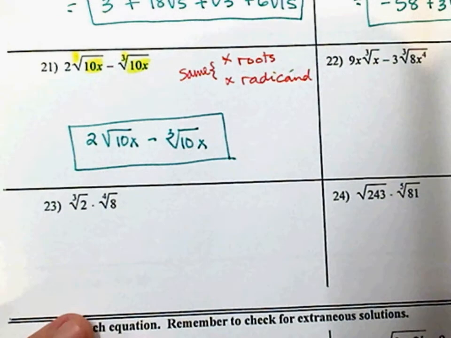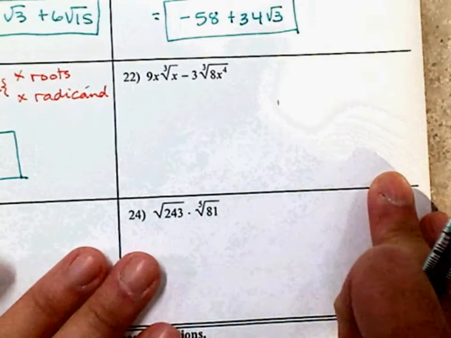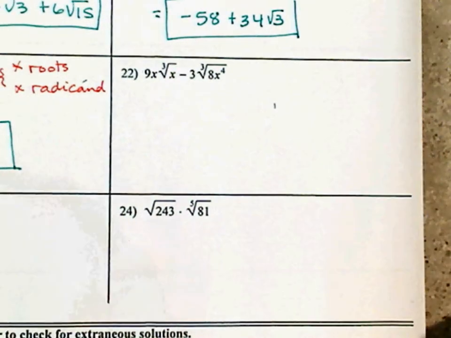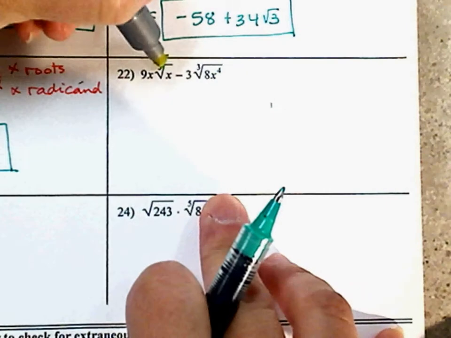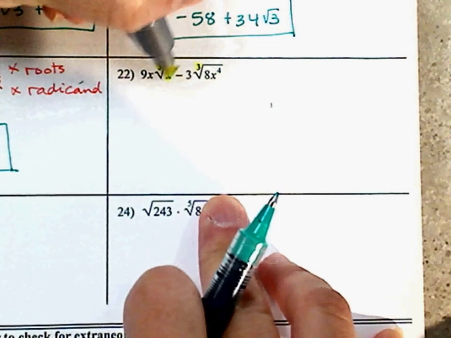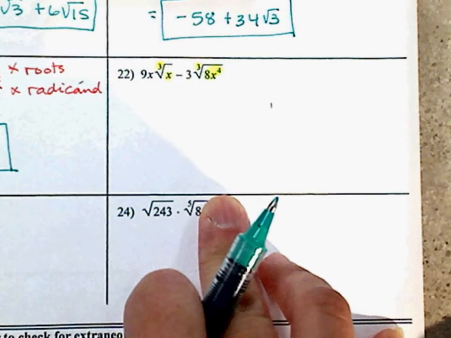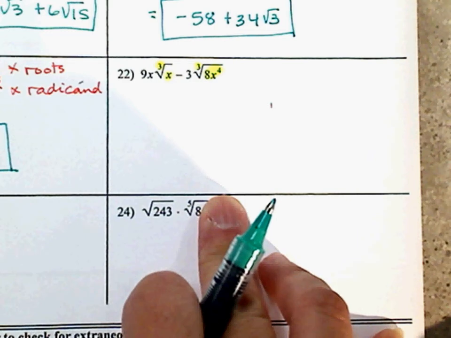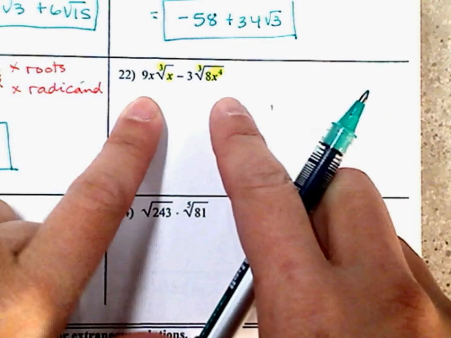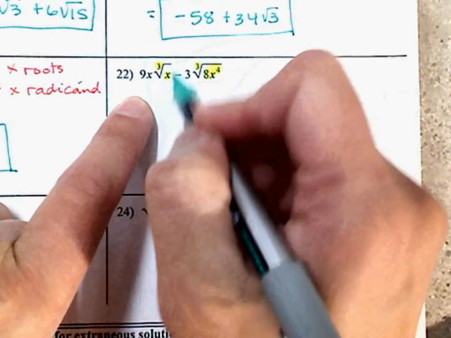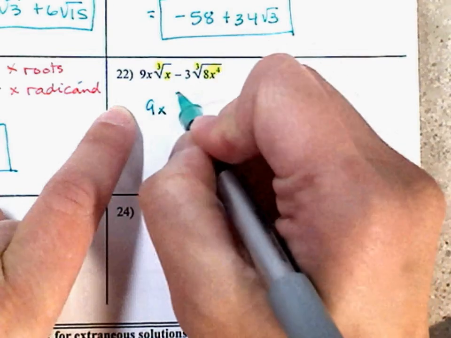Number 22. Always simplify first. Your roots are the same, but your radicand is not. So at this moment, you cannot add or subtract, okay? However, there's nothing I can do with that one, so I'm going to write 9x cube root of x.